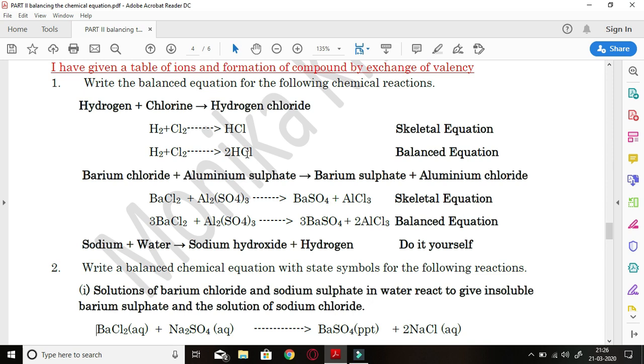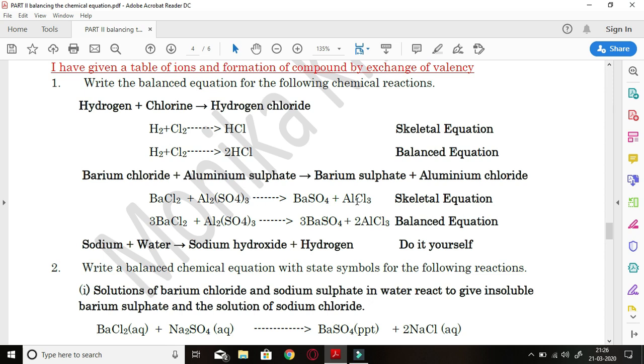Similarly, the second equation I have selected is barium chloride plus aluminium sulfate will form barium sulfate and aluminium chloride. From the above table, I have made their chemical compounds, that is BaCl2 plus Al2(SO4)3, that will form BaSO4 plus AlCl3.